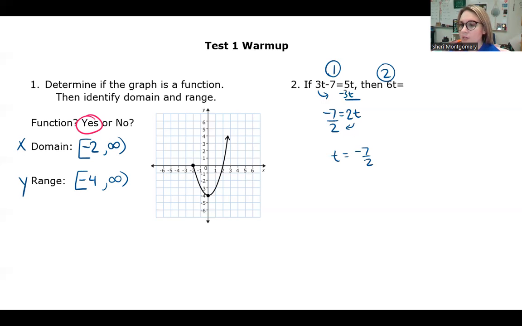The next thing that we're going to do is plug it in for 6t. We just did step 1. Now we're going to do step 2. Step 2 is 6 times t. Well, t is -7 over 2. When you multiply a whole number by a fraction, always check to see if you can reduce. It will make it easier for you. For this one, I see that 6 and 2 could reduce. How many times does 2 go into 6? 3 times. So the 6 turns into a 3. So now I just have 3 times -7.